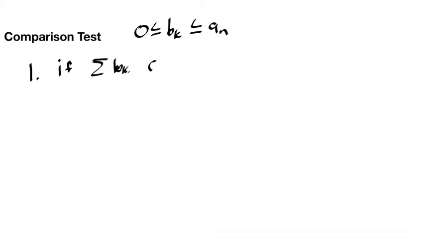All right. We have 2 tests to end on. The first one is the comparison test. And the comparison test basically just says if we have a bunch of positive values and all of our b values are less than our a values, then one of 2 things must be the case. If the b of k's diverge, then so do the a of k's.